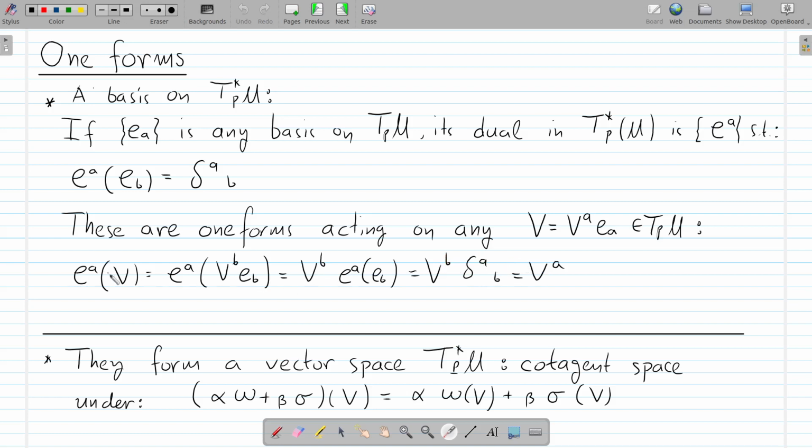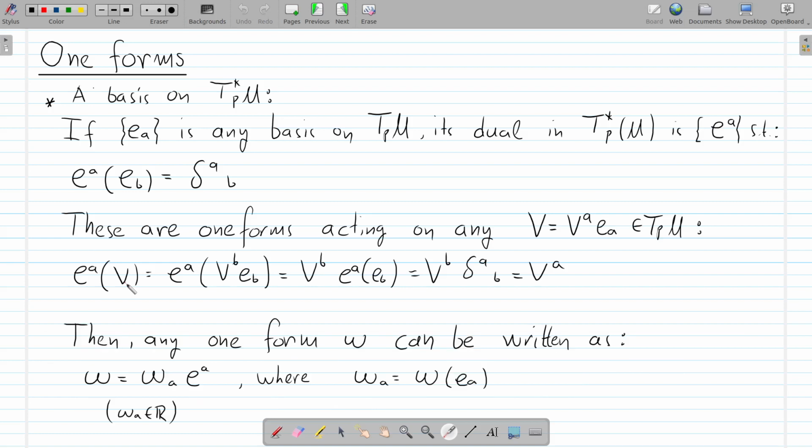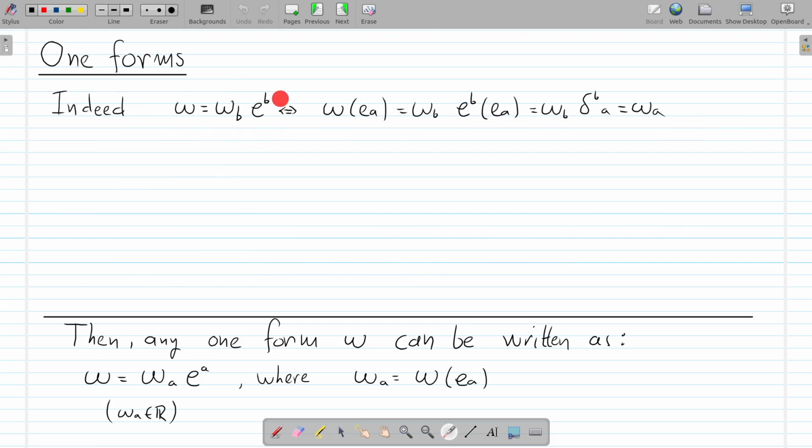So since we know the action of e^A on any vector v, then we have chosen a one-form from the cotangent space. Any one-form can be written as a linear combination of those chosen vectors. And the coefficients here, which will be called the components of omega in that basis, are equal to the action of omega on the basis e_A. Indeed, if we assume this expansion here, then when omega acts on e_A, because of the definition of e^B being the dual of e_A, we obtain here this Kronecker delta, which will select the A component of the one-form omega.